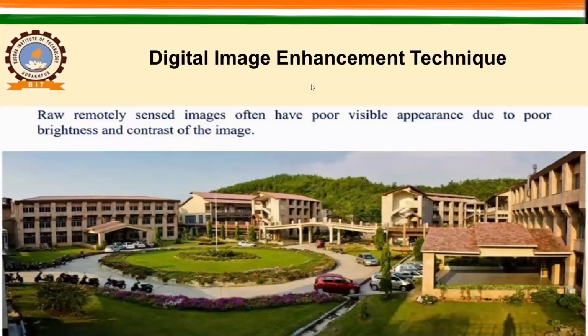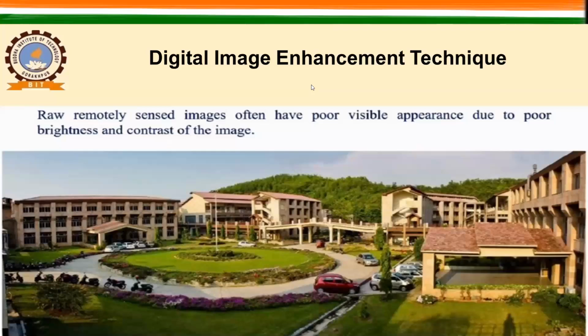So why do we do this in digital image enhancement or digital image processing? Basically the idea is that raw remotely sensed images often have poor visible appearance due to poor brightness and contrast of the image. Why? Because of different atmospheric components, maybe instrument-related things, but we can remove that using this image processing technique.